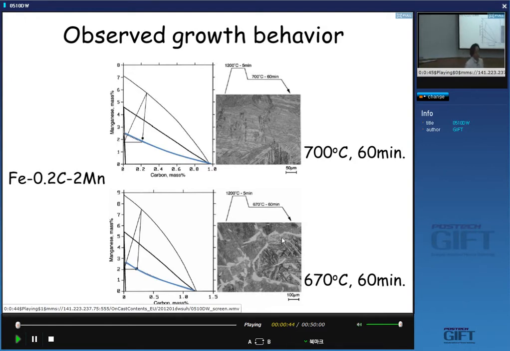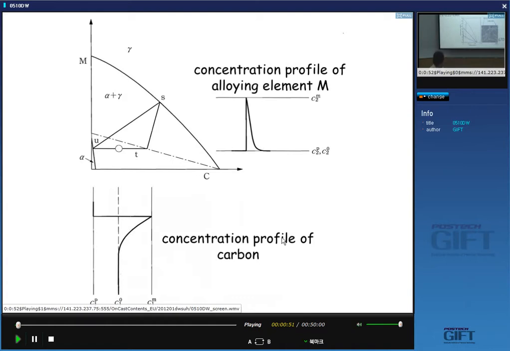But you have to note that the partitioning, which means redistribution of the substitutional element, is negligible because the supersaturation during the growth is almost one. And today, let's start to think about the width of the diffusion, the dimension for the diffusion in case of the negligible partition local equilibrium.